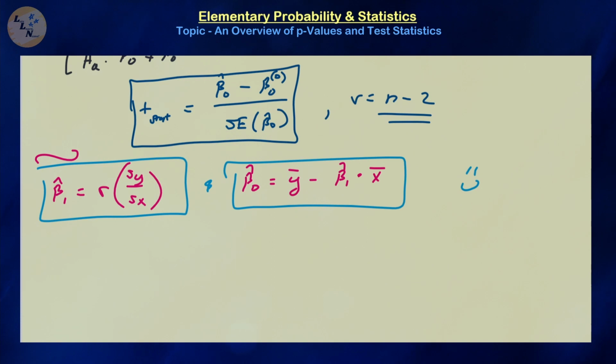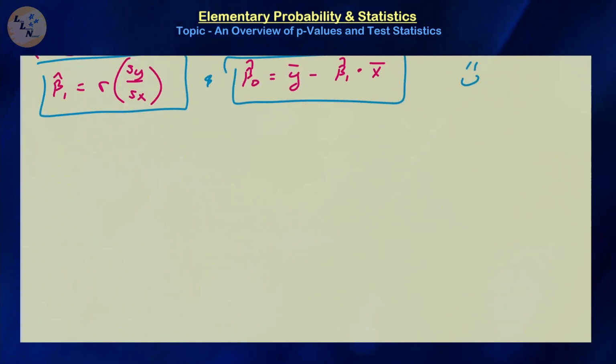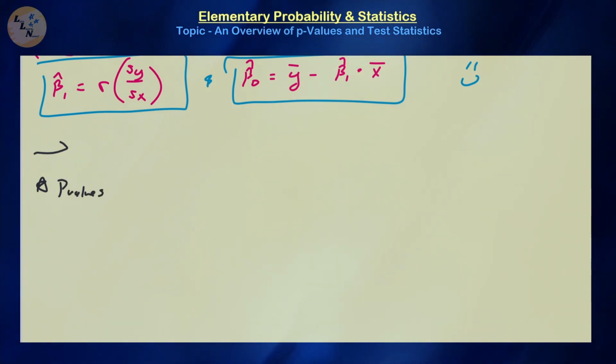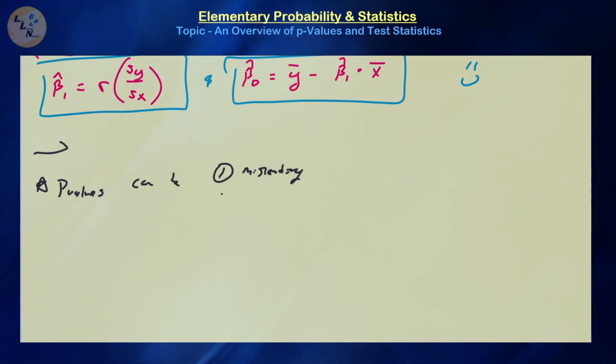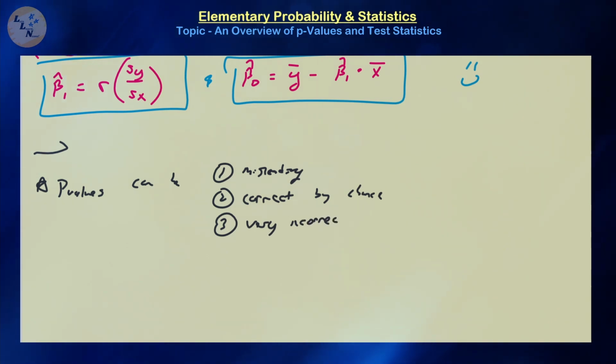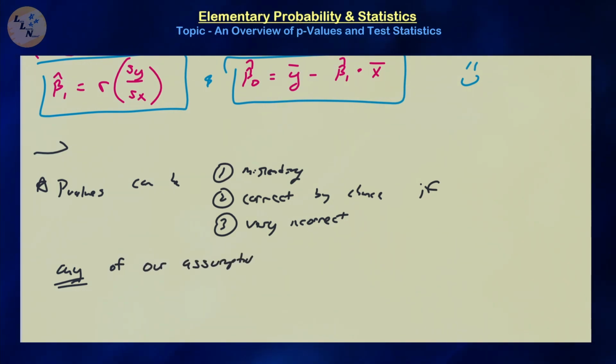Now, let's just keep in mind that although all of these test statistics are very nice, sometimes the p-values can be misleading. So let's just close with this. The p-values can be 1, misleading, 2, correct by chance, and 3, very incorrect, if any of our assumptions are not met.